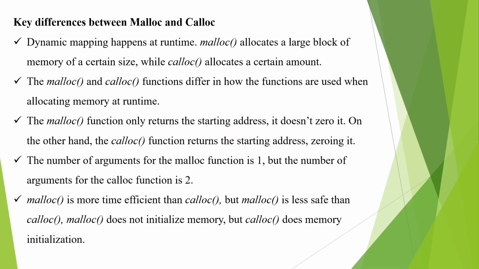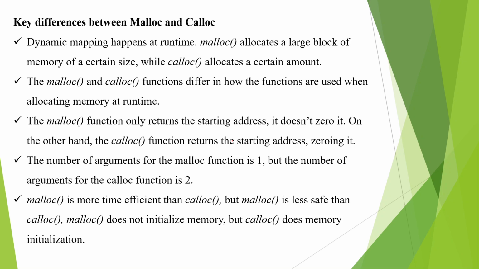The malloc function returns the starting address. It doesn't zero it. That means the malloc function will not initialize the memory blocks. All memory blocks will remain uninitialized in malloc allocation. All memory blocks will have garbage values.